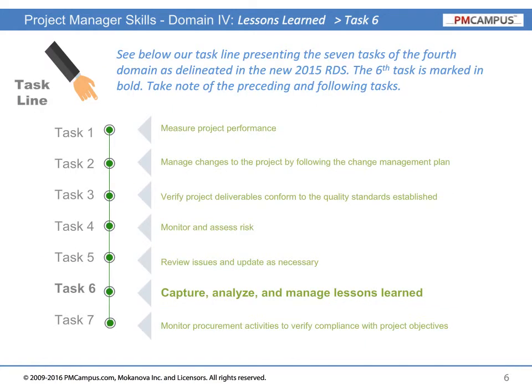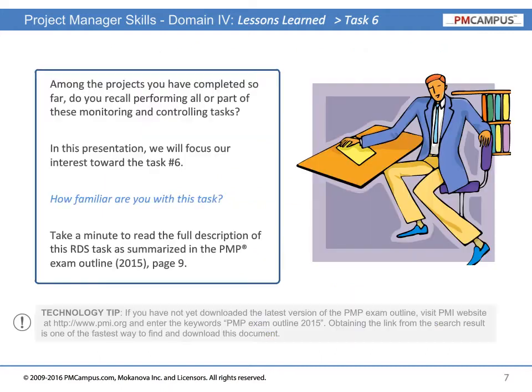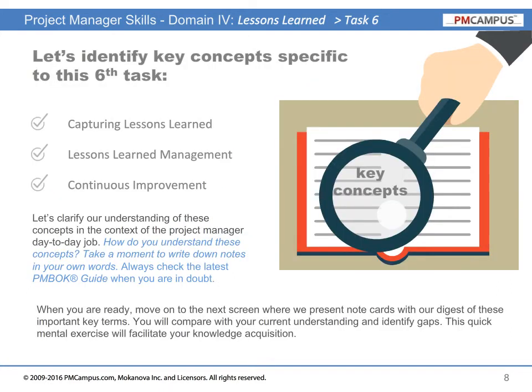See below our task line presenting the 7 tasks of the 4th domain as delineated in the new 2015 RDS. The 6th task is marked in bold. Take note of the preceding and following tasks. Among the projects you have completed so far, do you recall performing all or part of these monitoring and controlling tasks? In this presentation, we will focus on task number 6. How familiar are you with this task? Take a minute to read the full description of this RDS task as summarized in the PMP Exam Outline 2015, page 9.